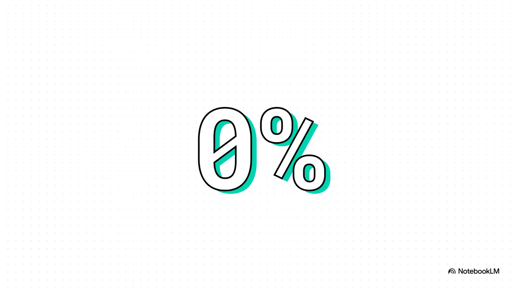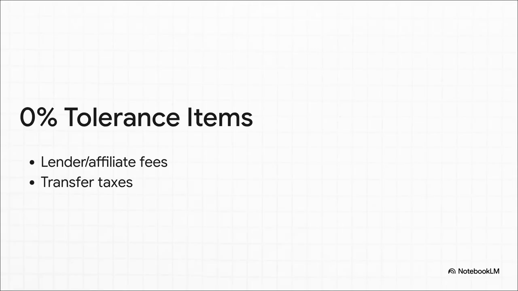The tolerance is 0. So which fees have 0 tolerance? The big ones you've got to remember are fees paid to the lender or anyone they're affiliated with, and transfer taxes. Whatever number they put on the loan estimate for these, that has to be the exact number on the closing disclosure. It can't change, not by one single penny.